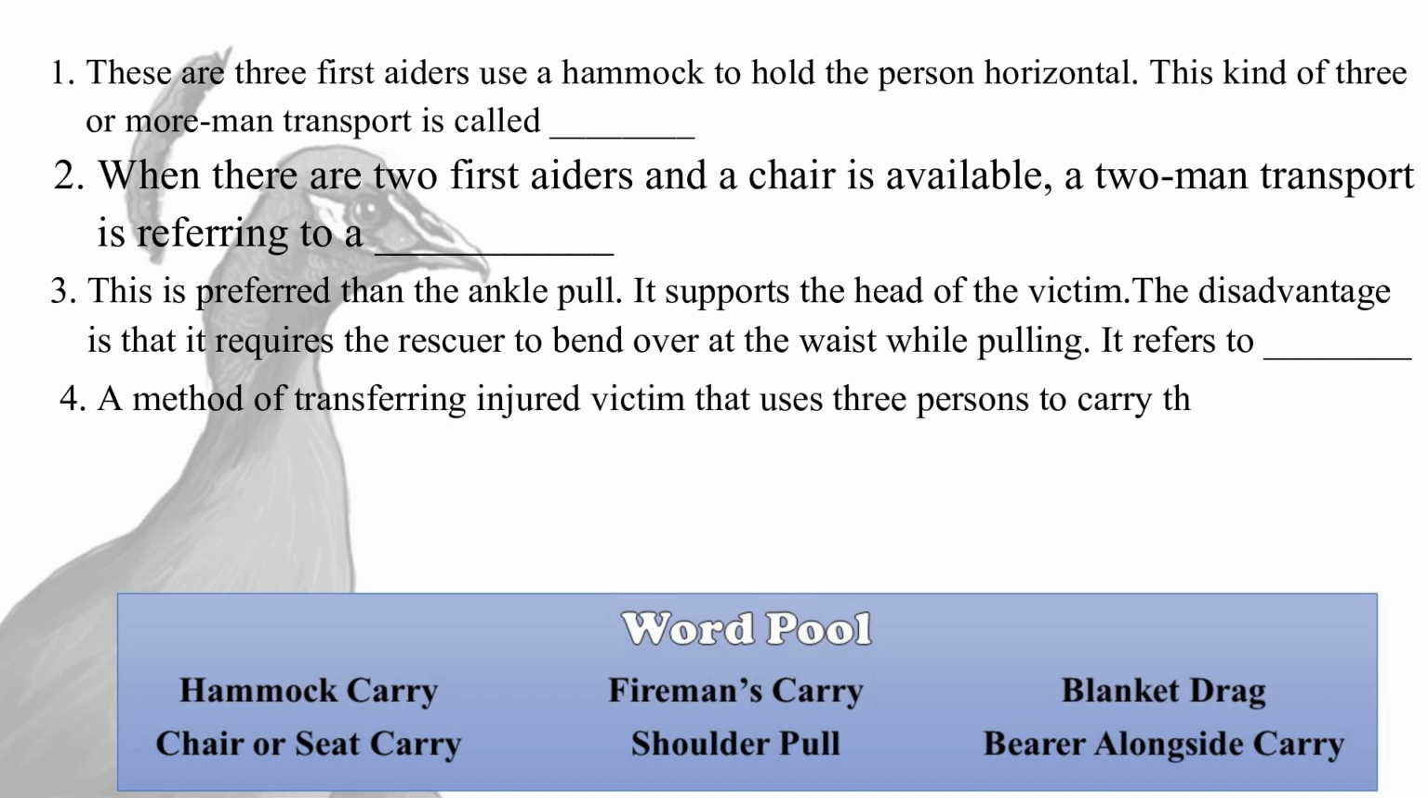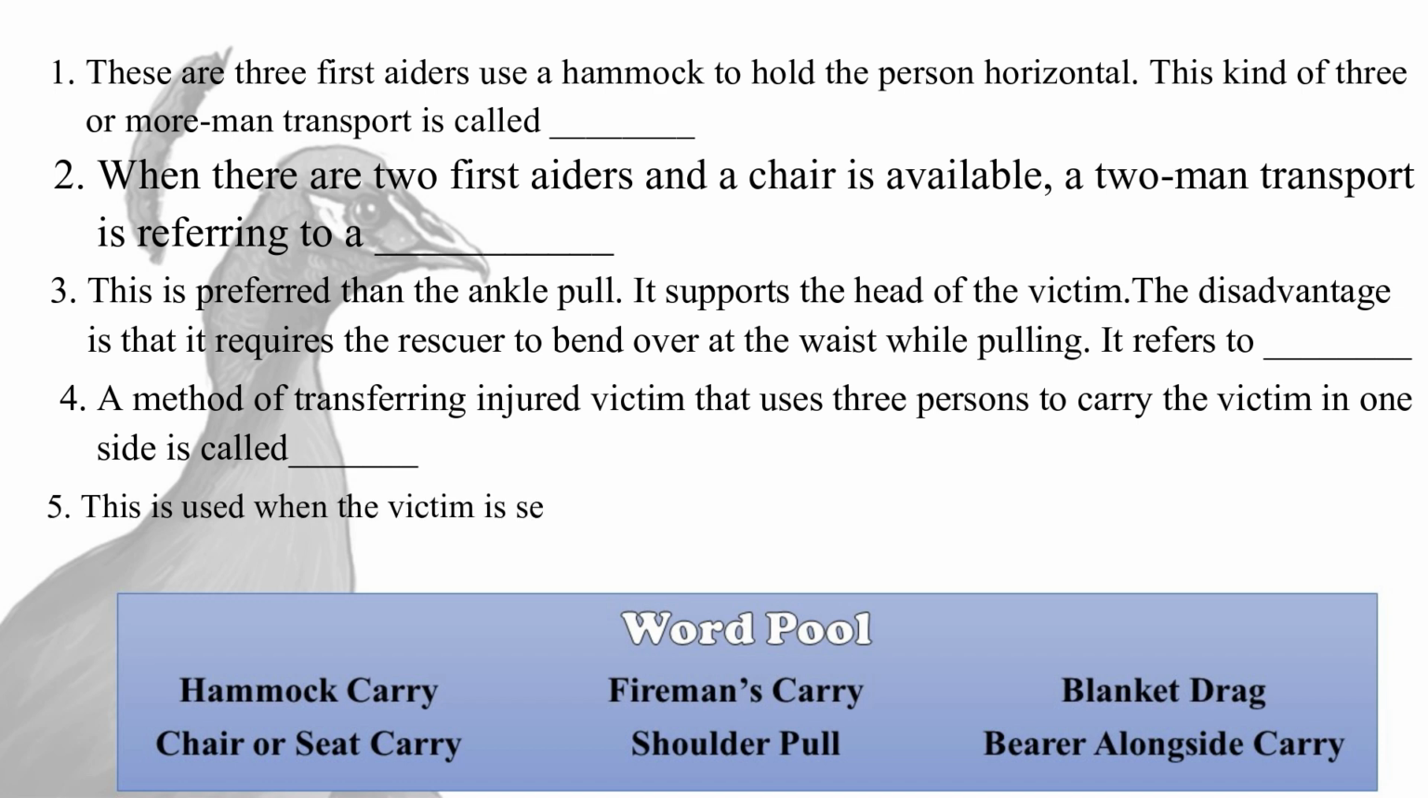4. A method of transferring an injured victim that uses three persons to carry the victim on one side is called blank. 5. This is used when the victim is seriously injured. This one-man transport is known as blank.